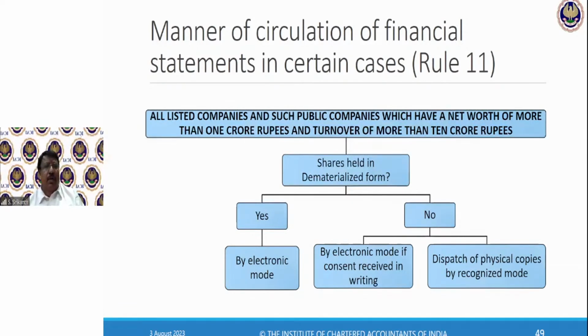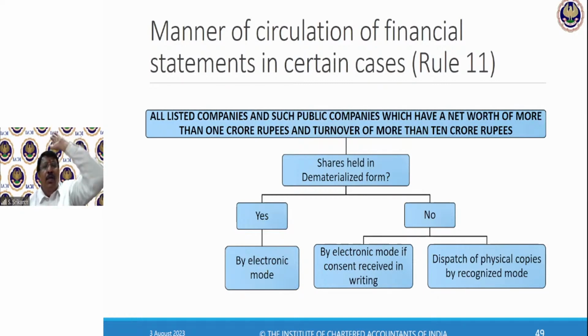Then if the shares are held in dematerialized form, you can send it by electronic mode. If it is not held in dematerialized form, then you can get his consent in writing for electronic mode. You can say the shareholder agrees in writing to receive through electronic mode. In writing, he gives his consent. Then you can. If not, then physical copies only.